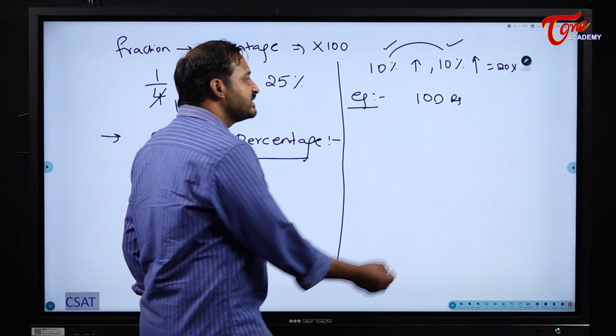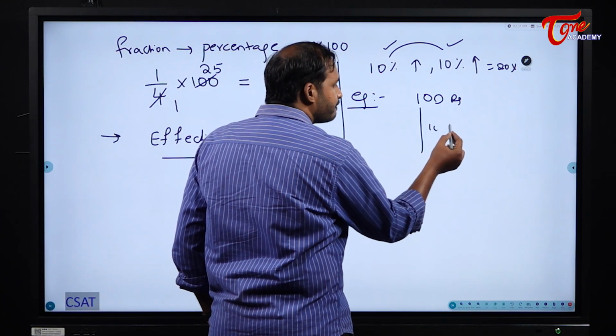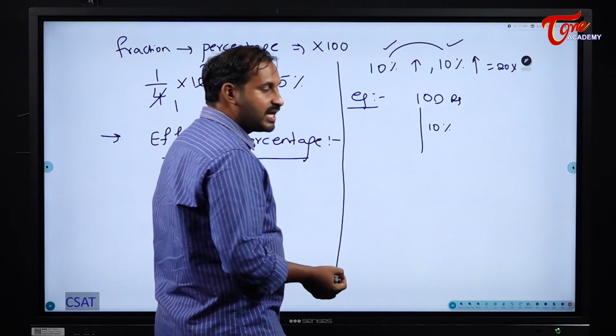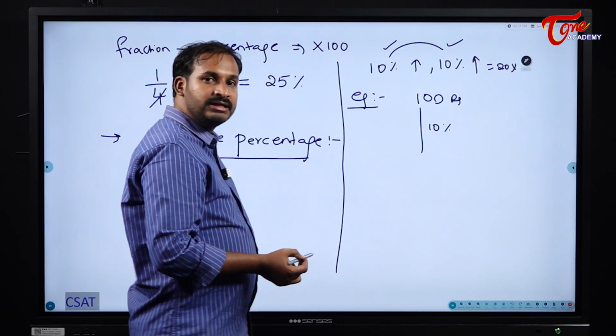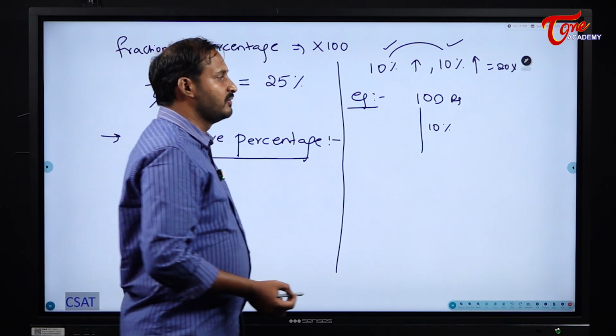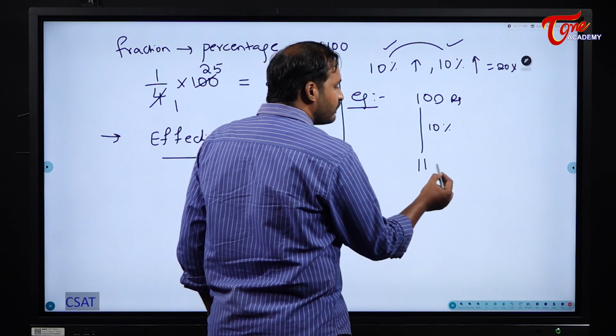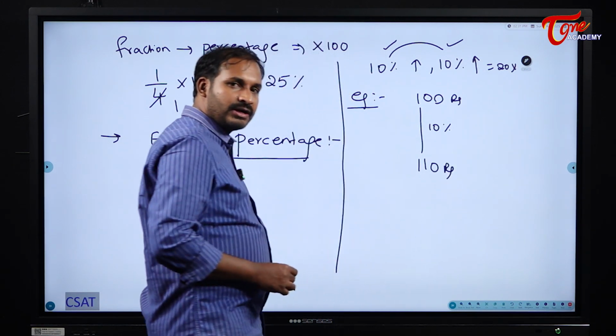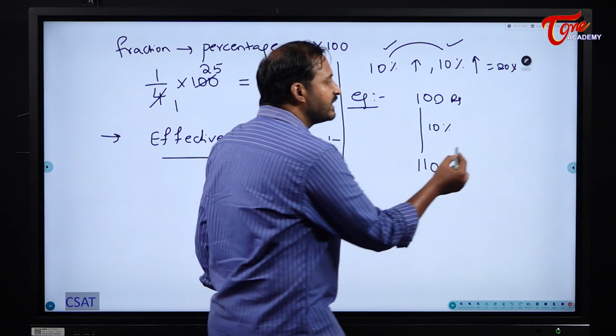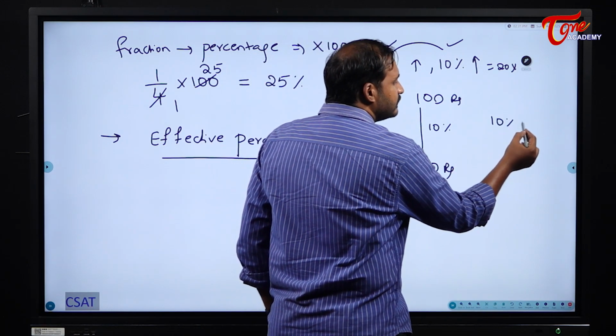First his salary is increased by 10%. Then what happens to his salary now? What is 10% of 100? 10% of 100 is 10 only. So what does it become? 110 rupees. See students, we all know how we will find the 10% of 100.